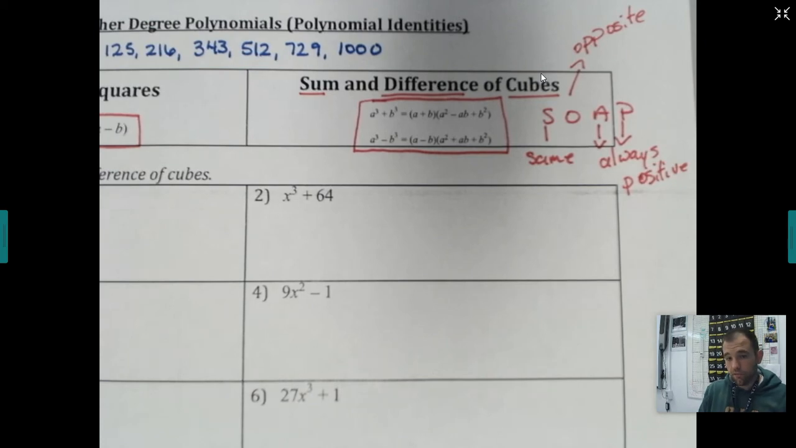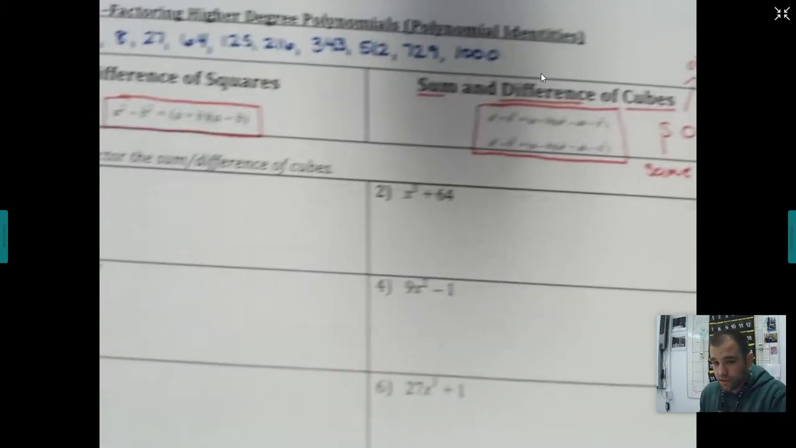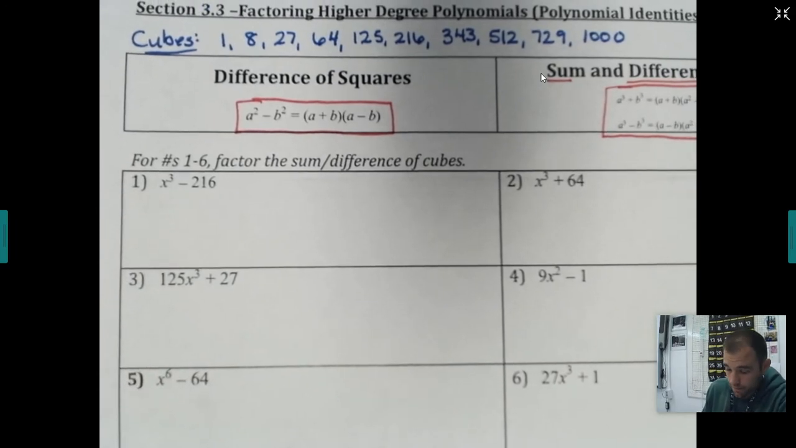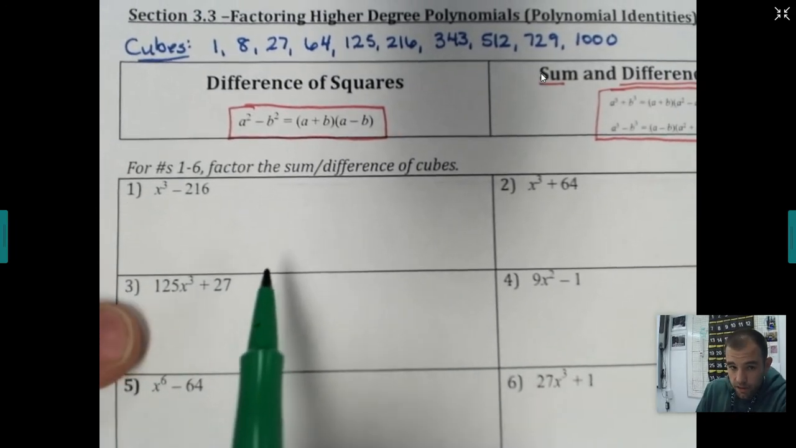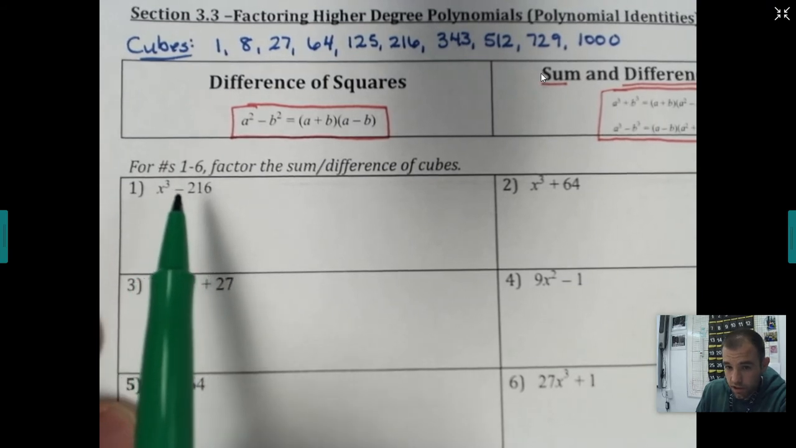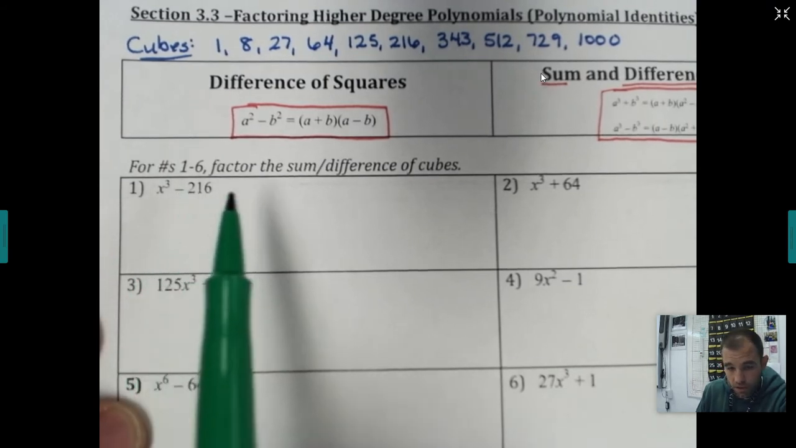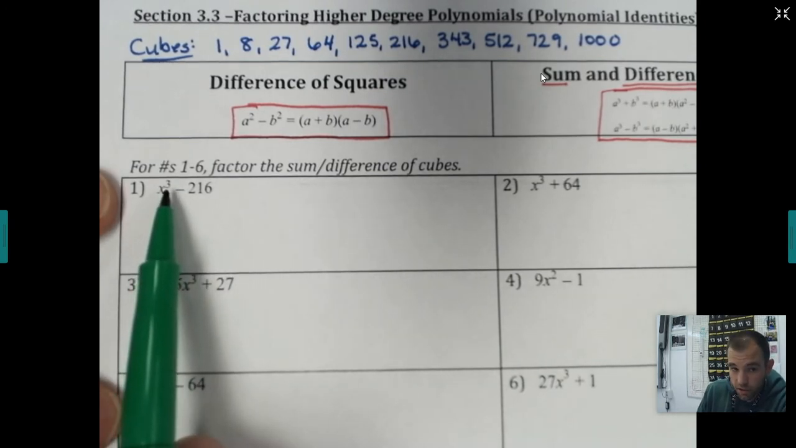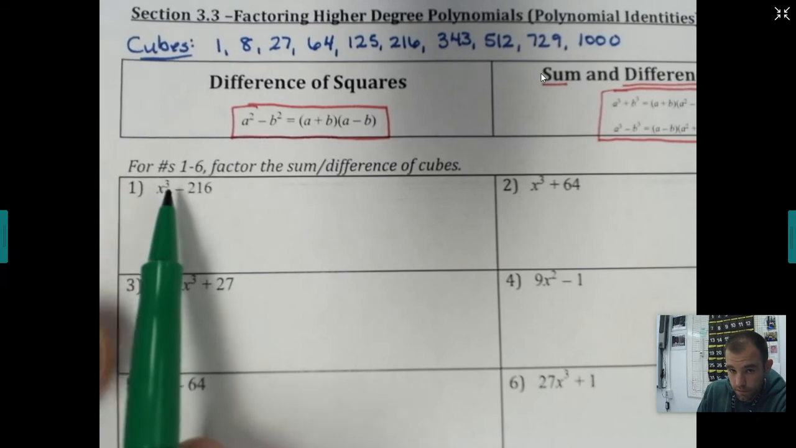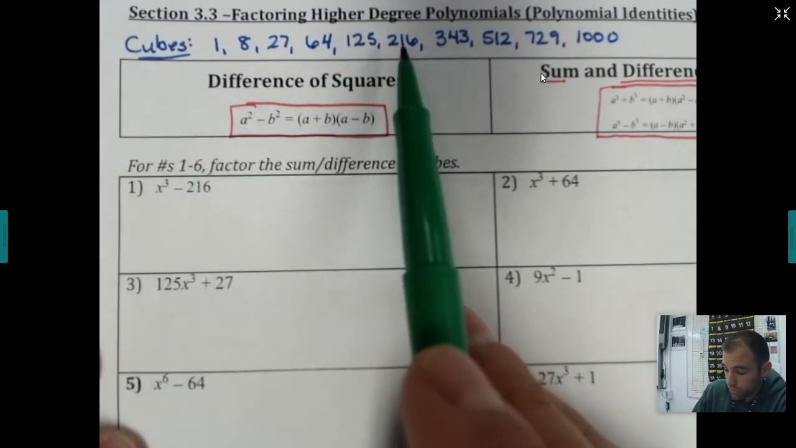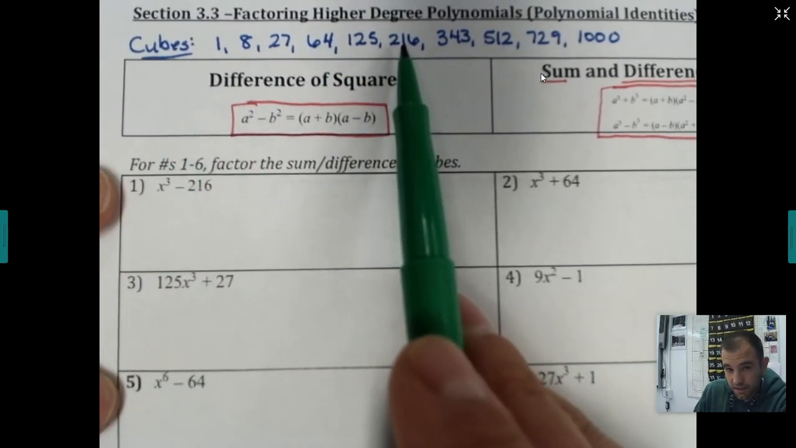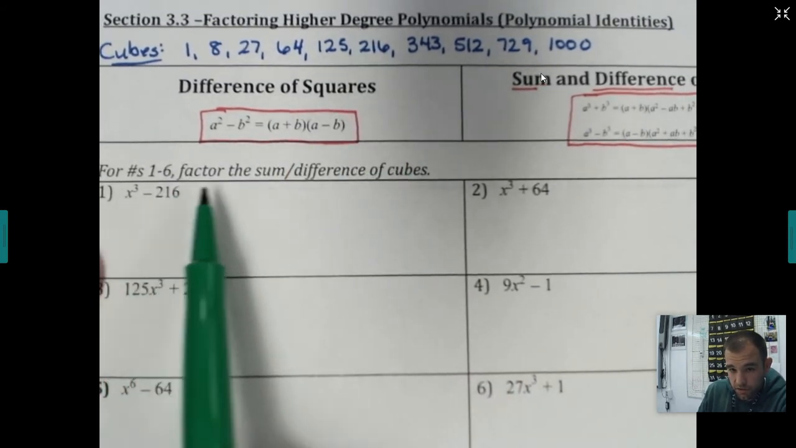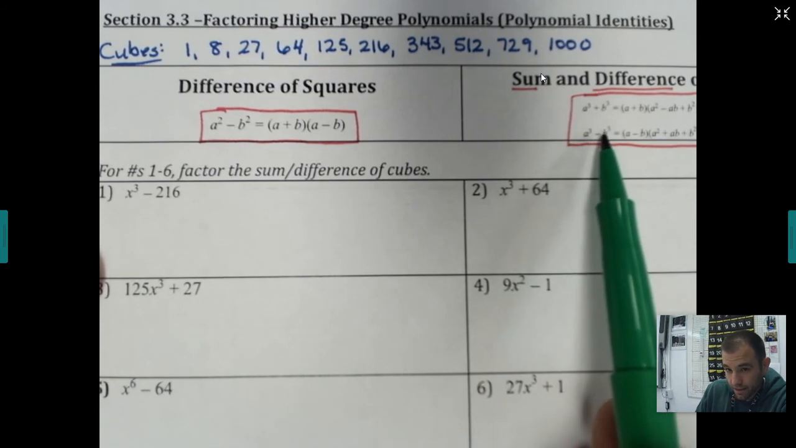Once you know the formulas, you're just going to plug things in. So let's look at this very first one. It says x cubed minus 216. The first thing we need to do is determine, are these cubes or are they squares? Just by looking at it, we can tell that these either are cubes or nothing, because that says x cubed. And if we look at our chart of cubes, we'll see that 216 is there. So this problem right here, x cubed minus 216, is exactly like this.